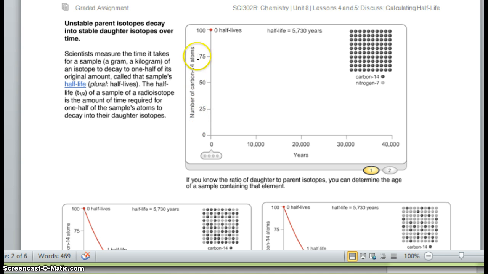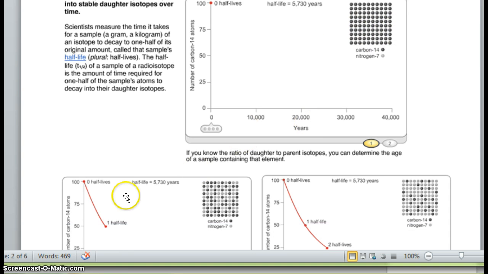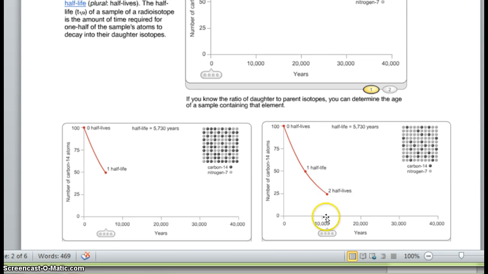So on the graph, it shows the number of carbon-14 atoms. We're starting out with 100 of them, and down here, it shows how many years. This picture is showing that all the dots are black. I have 100 atoms. They're all carbon. After 5,730 years, that is one half-life of carbon, the amount of carbon is how much? Well, 50, which you can also see in this diagram. Half of them are still black, half are gray. After another half-life, after another 5,730 years, so after about 11,000 total years, that number divided in half again. So I went from 100 to 50, I take 50 divided by 2, I have 25 left.